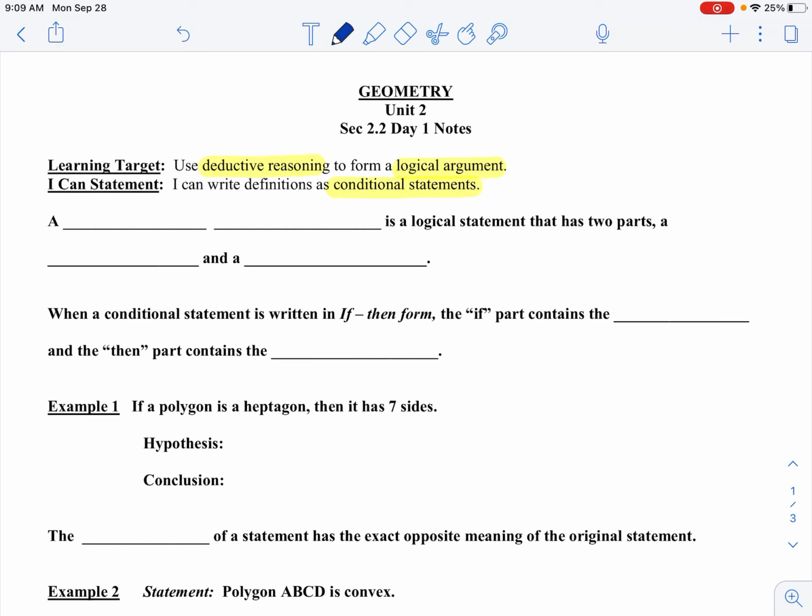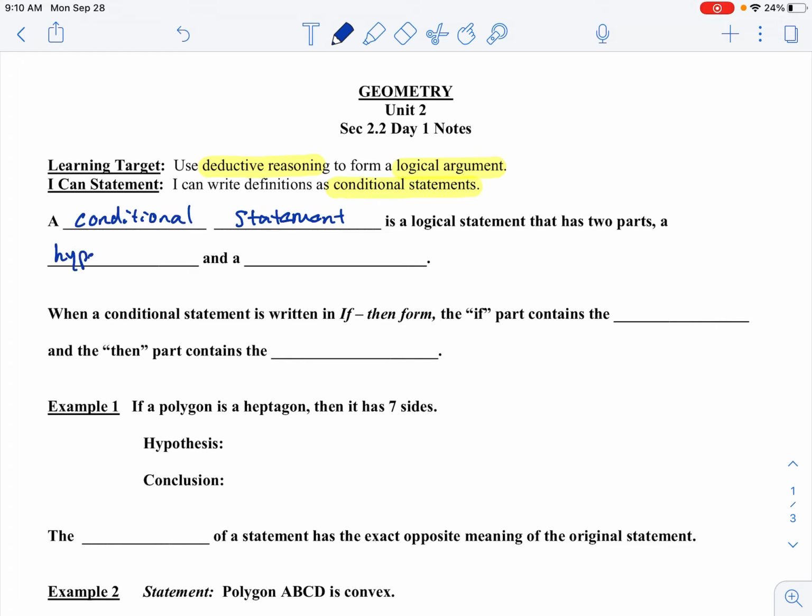That was me throwing a lot of math terms at you. But basically, to sum it up, we were talking about logical statements today, and specifically a conditional statement. So the first thing I want to talk about is a conditional statement. A conditional statement is a logical statement that has two parts, and these are two things that I believe you have heard in the past.